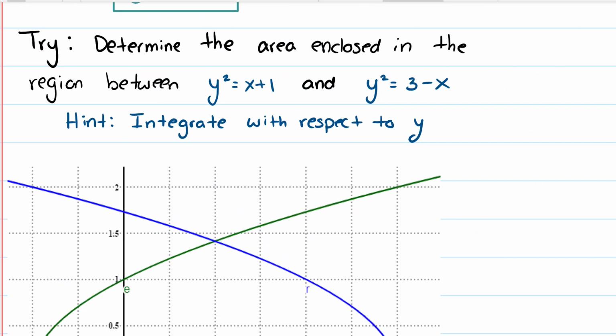Now on your own, I want you to try to determine the area enclosed in the region between y squared equals x plus 1 and y squared equals 3 minus x. And I want you to try to do it by integrating with respect to y.